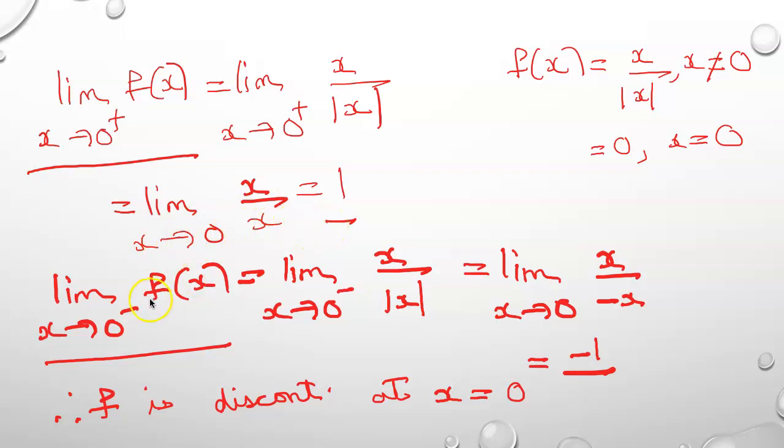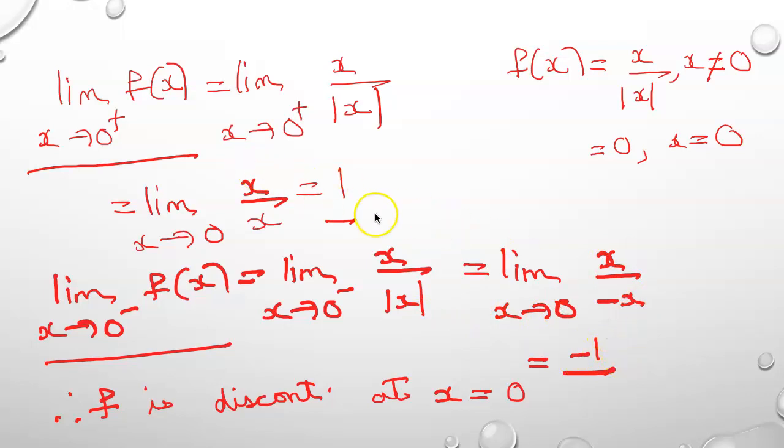So this is the limit as x tends to 0 of x by x, which is 1, because the limit of a constant is the same number. The limit as x tends to 0 to the left of f(x) will be the limit as x tends to 0 to the left of x by mod x. When x tends to 0 to the left, x is negative. So mod x is minus x. So it is the limit as x tends to 0 of x by minus x, which is minus 1.